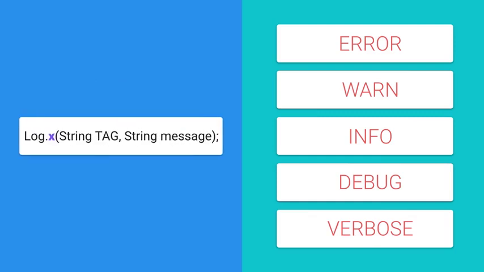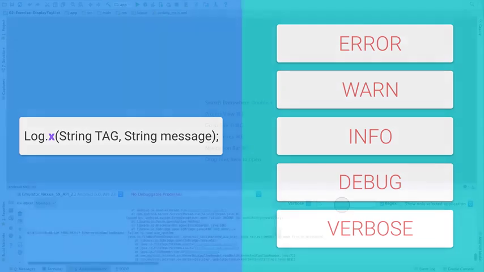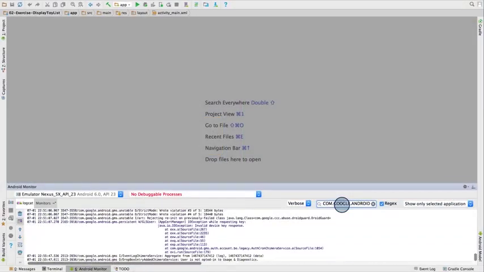They take the general form of Log.someLetter. They take a string tag and a message as parameters. Tag can be any string you want, but a common strategy is to use the class name as the tag. This makes it easier to search your logs, as all apps dump their log messages into the same bucket.